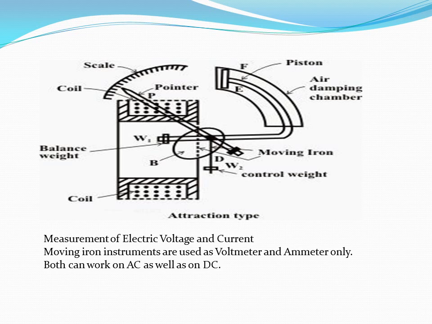This is the attraction type of moving iron instrument. We can measure electric voltage and current. These instruments are used as voltmeter and ammeter only. Both can work on AC as well as on DC.